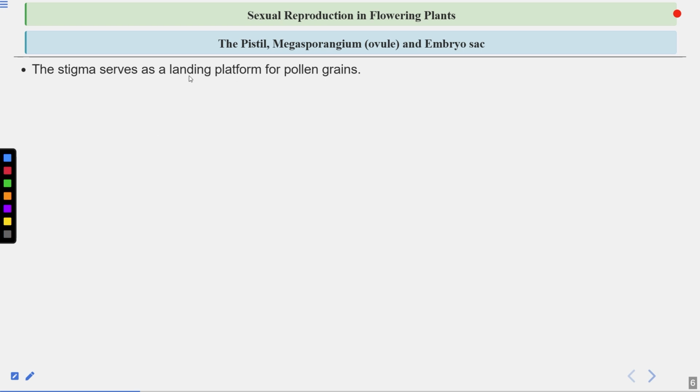The stigma serves as the landing platform of the pollen grain. The stigma basically provides a platform on which the pollen grains fall and germinate. The pollen grain germinates on the stigma because it provides some chemicals and hormones that release the pollen tube out of the pollen grain.